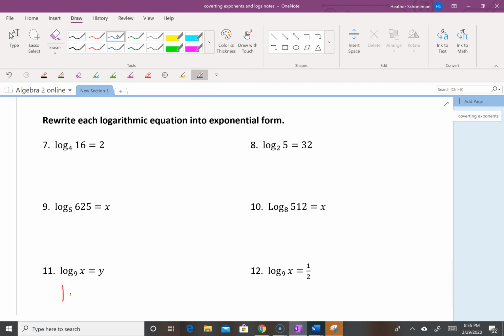We've got logs and we're writing them as exponents. Sorry, I lost my train of thought. So this right here is your base. So we're going to have 4, these two switch places, squared equals 16. Okay, I mistyped this one, so we're going to rewrite it.